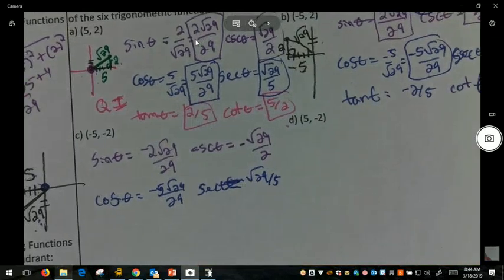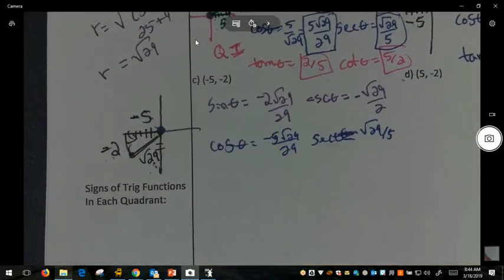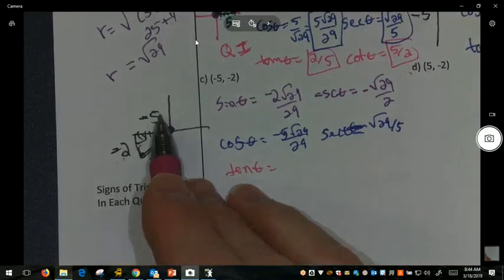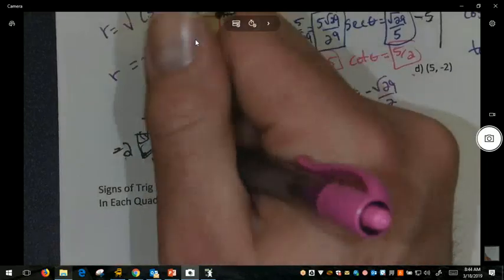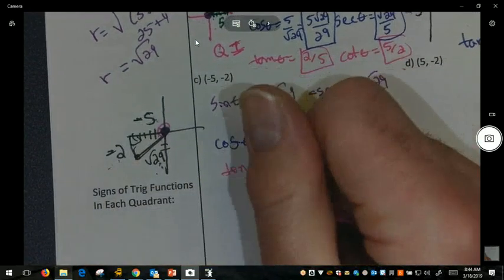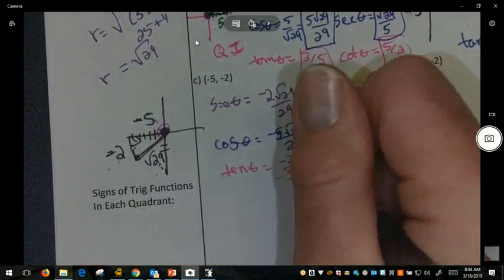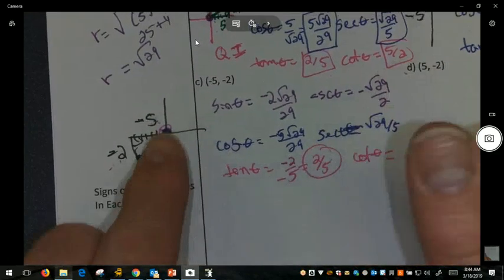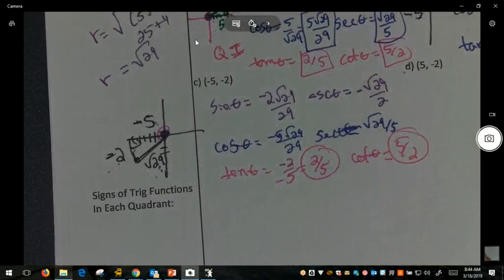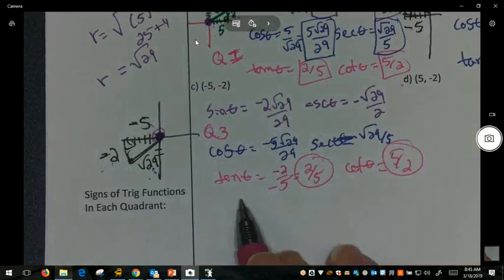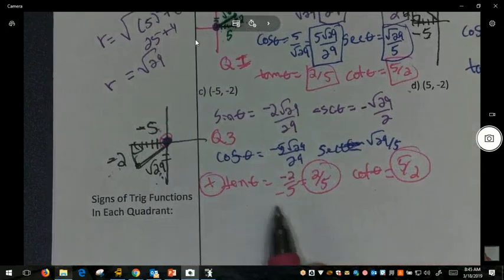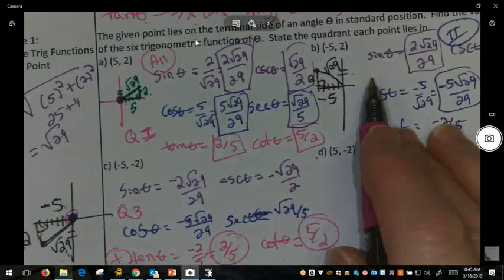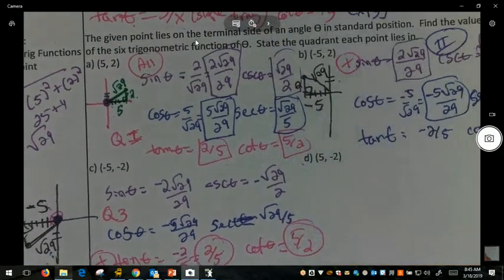Now, I've had people before tell me, oh, they're all going to be negative. Well, not so. Because when I go to do tangent of theta, which is y over x, or opposite over adjacent, remember theta is at the origin here, that's negative over negative, which is negative 2 over negative 5, becomes positive 2/5. Cotangent similarly will be positive 5/2. So in this quadrant, quadrant 3, tangent was the only one that was positive. In quadrant 1, all were positive. In quadrant 2, only sine was positive.